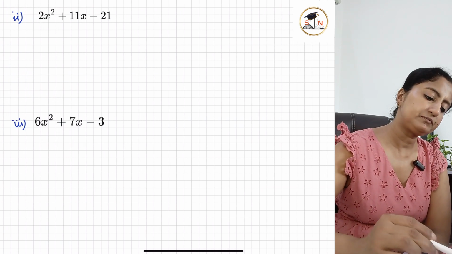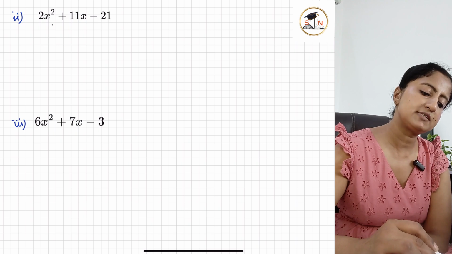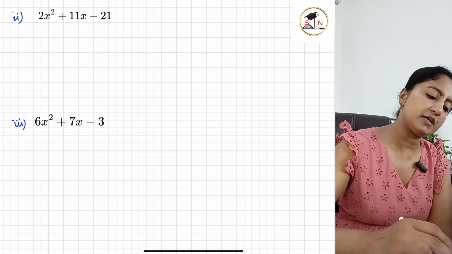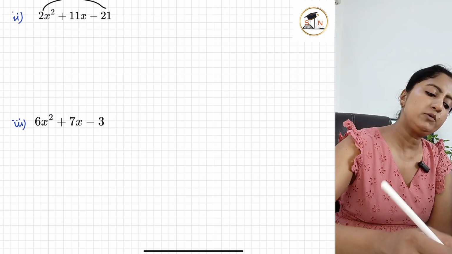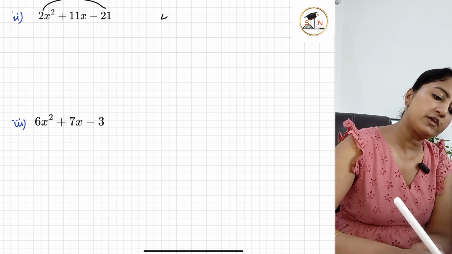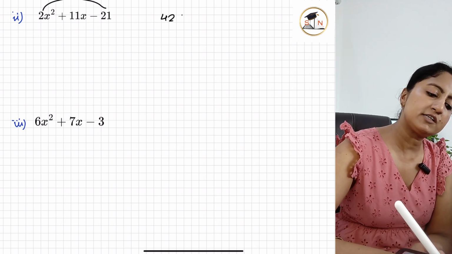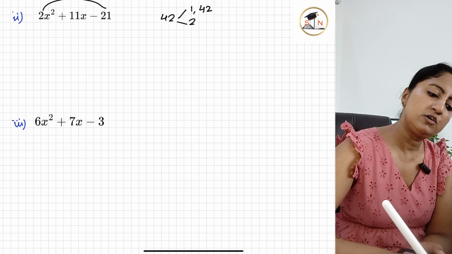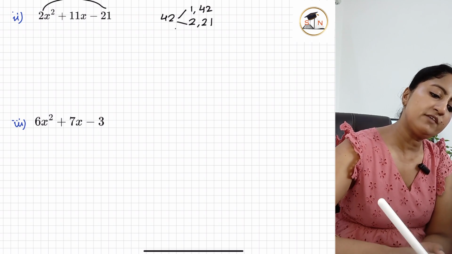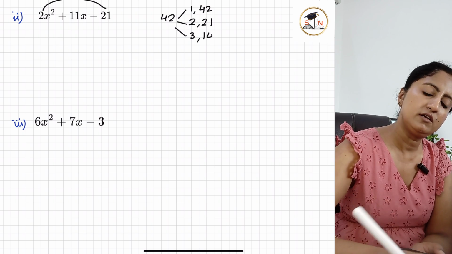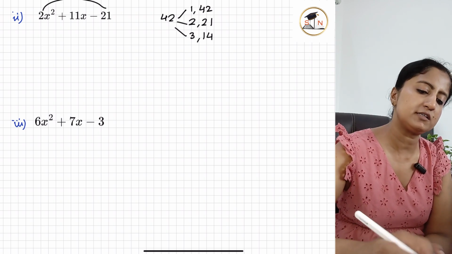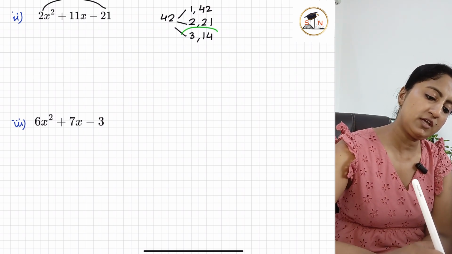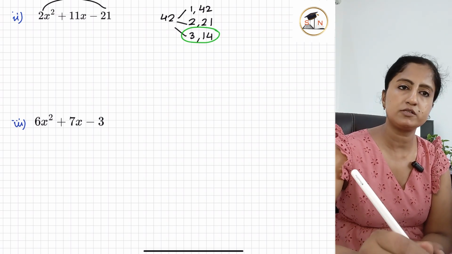Let's do another example. It is 2x square plus 11x minus 21. Now, the steps remain the same. We are supposed to times 2 and 21. 2 and 21 gives us 42. Now, the factors of 42 are, the first one is 1 and 42. Second, 2 and 21. Then we have 3 and 14, right? We need to select that pair of factors which can give us 11 on addition or subtraction. 3 and 14 will give me 11 upon subtraction.